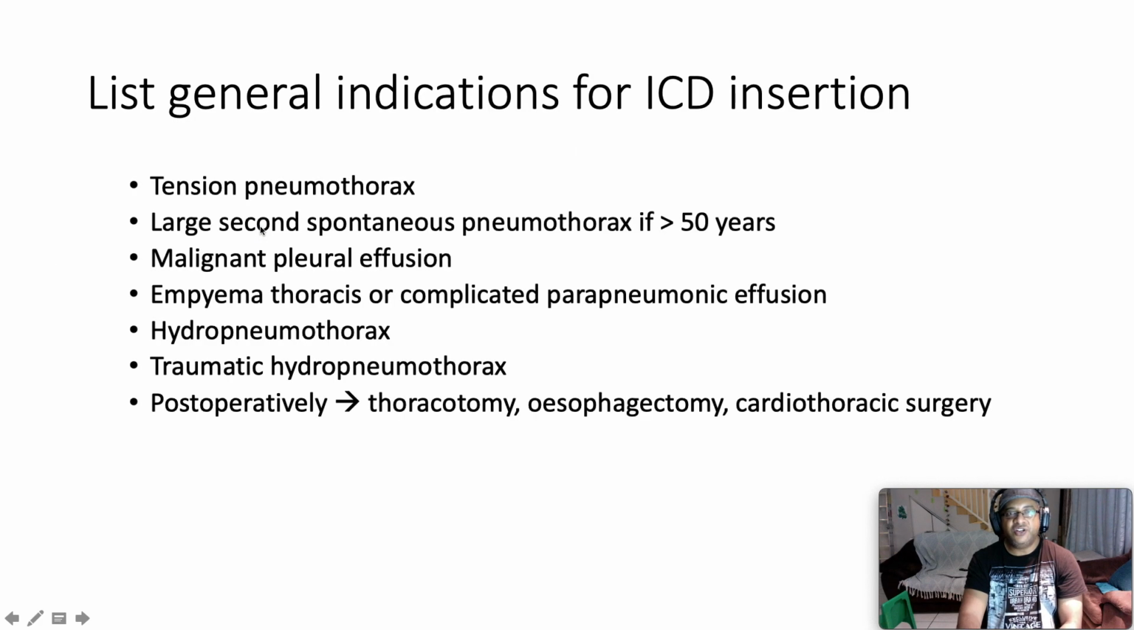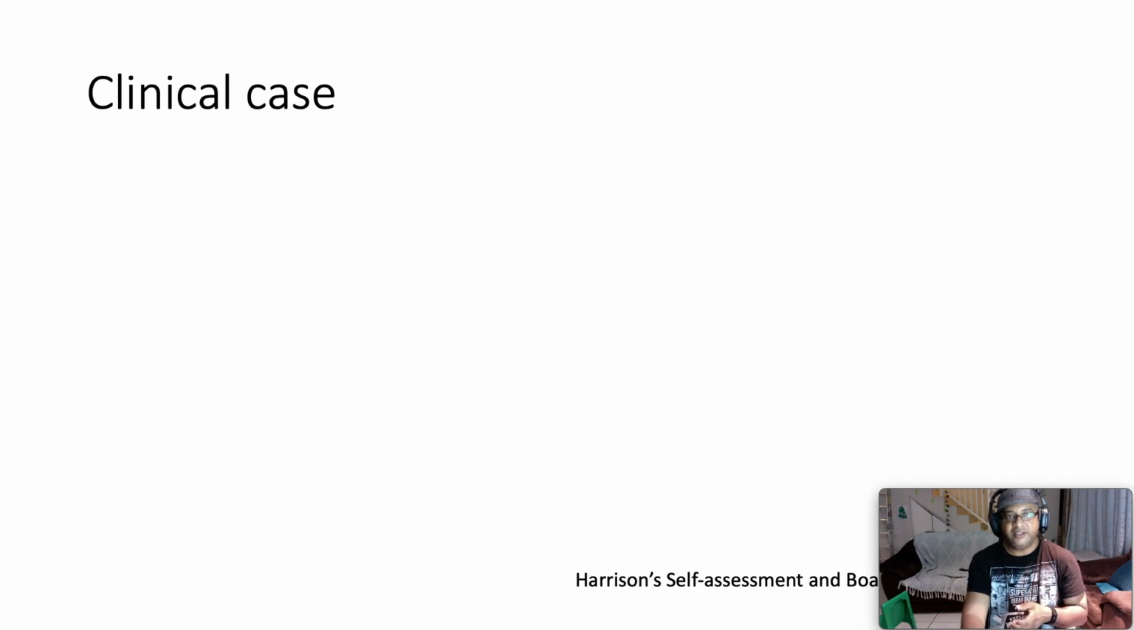All right, what are the general indications for insertion of a formal intercostal chest drain or a chest tube? Tension pneumothorax, definitely, right? After needle thoracocentesis. Then if you have a large second spontaneous pneumothorax, if above the age of 50 years, malignant pleural effusion, which just recurs and recurs and recurs, empyema thoracis or complicated parapneumonic effusion, hydropneumothorax, traumatic hydropneumothorax, and post-op, especially with thoracotomy, esophagectomy, or cardiothoracic surgery.